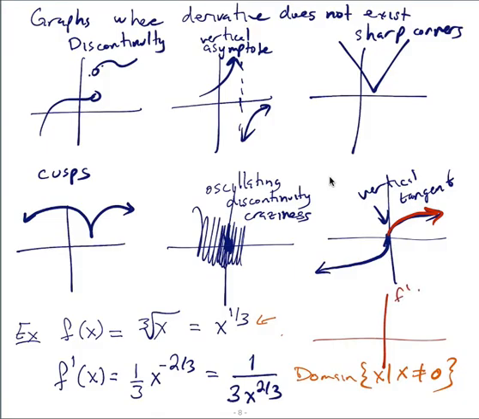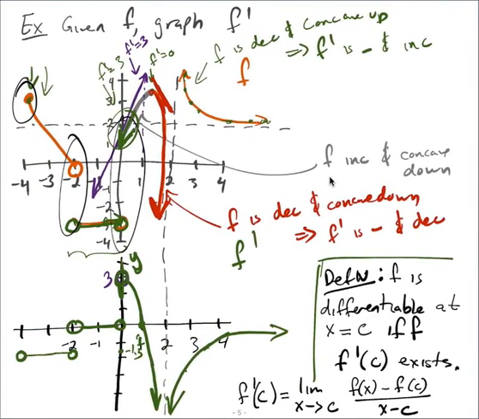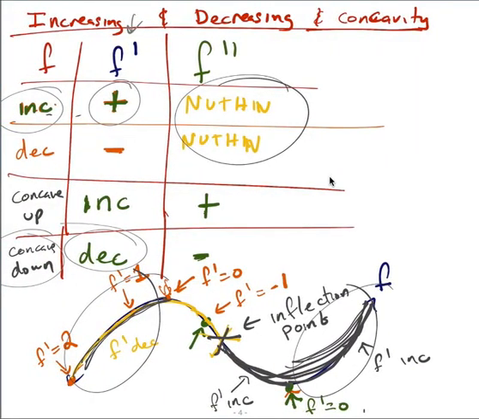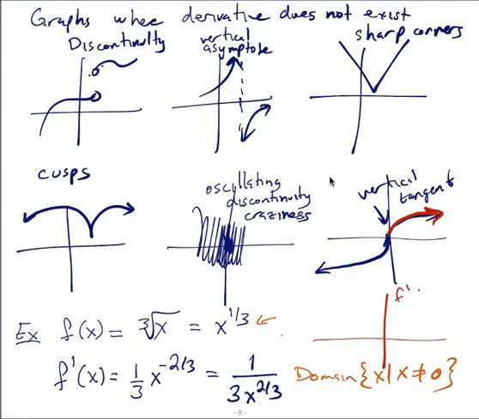So the function here is, what is it doing? Increasing, concave down. Okay, so then the derivative should be positive. If the original function is increasing and concave down, the derivative is positive and decreasing, right? Okay, good. Is there a quicker way to get back to where it was? Okay, there we go. So positive decreasing.